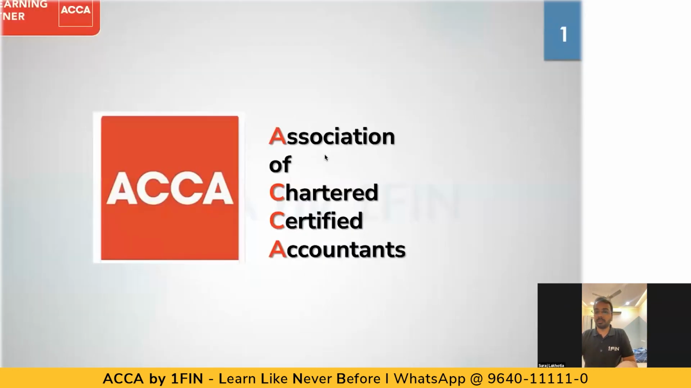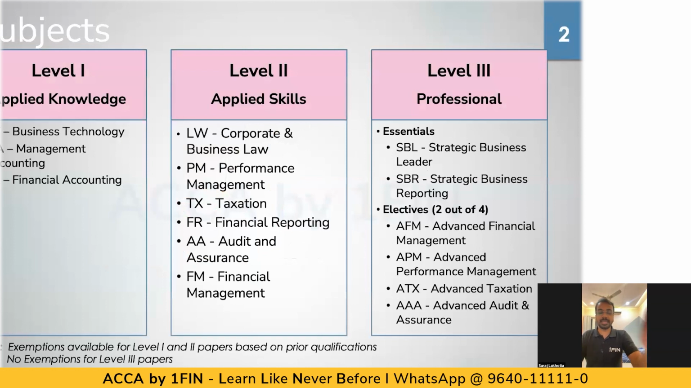Just a moment. Now, some of you had asked about the subjects. Okay, so if you can see, there are 3 levels: level 1, level 2, level 3, applied knowledge, applied skills, and professional. You can think of it as foundation, inter, and final for those who are pursuing CA, right? At the applied knowledge level, you have business technology, management accounting, and financial accounting. Business technology talks about various aspects of business. Management accounting covers cost accounting related aspects, costing and decision making. Financial accounting is what we call normal accounting. Coming to level 2, we have corporate and business law, which talks about law related aspects.